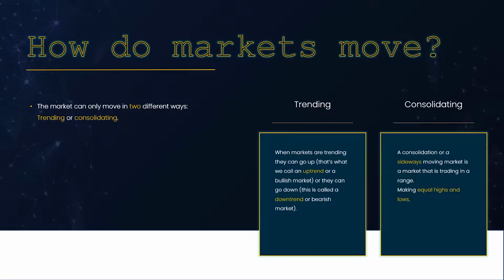A consolidating or sideways moving market is a market that is trading in a range, making fairly equal highs and equal lows, until it's ready to break the consolidation to the upside or to the downside and start trending again. Remember, the market never moves in a straight line. Being able to define the current market condition, whether it's trending or consolidating, is a vital skill, so you know in which direction to trade. You will need to train your eyes and practice on how to identify this. It's really important that you master this.